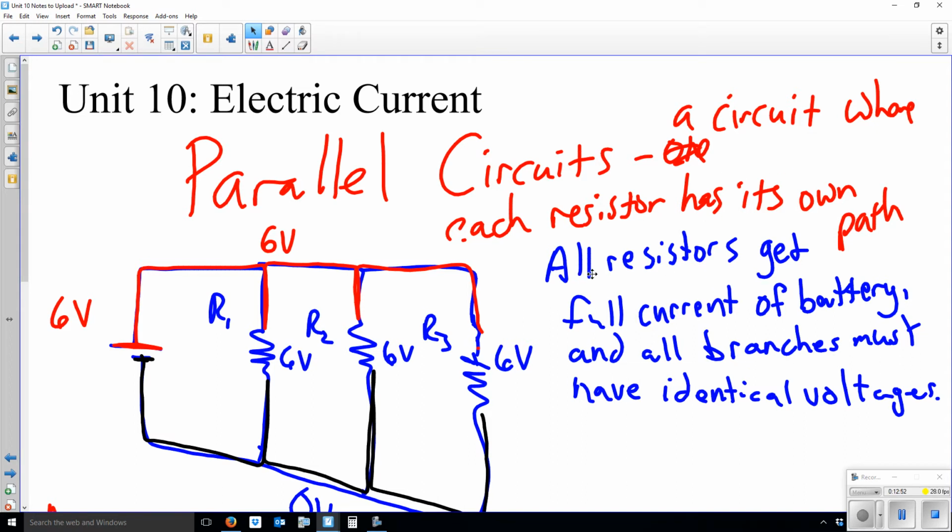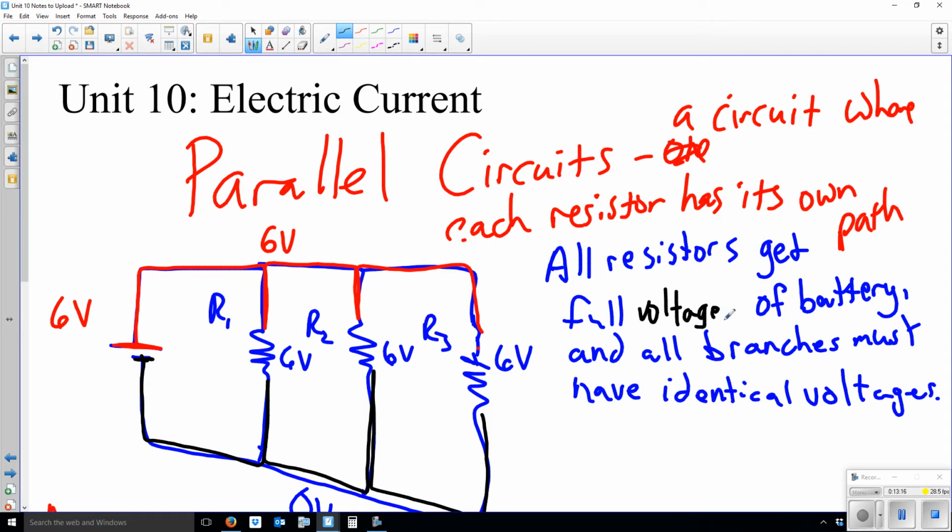that's not supposed to say current. Let me fix that real quick. That's supposed to say full voltage of the battery, and all branches must have identical voltages. All resistors get full voltage. I'll be sure to fix that. Full voltage, apologize about that.